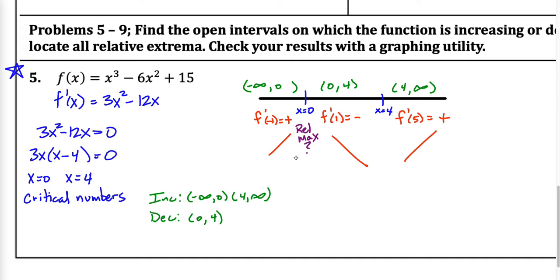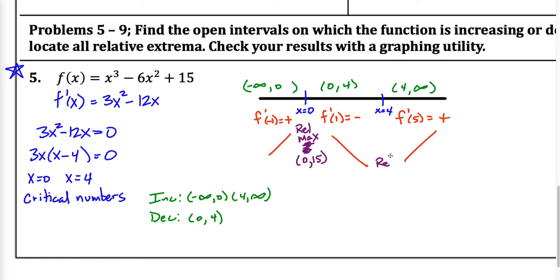So I'm going to plug in 0. Where do I plug 0 into? Yeah. Plug 0 into the original function to find out the actual height of the point. So 0 minus 0 plus 15. Because I found a point, it is no longer a question mark. Okay, very nice.